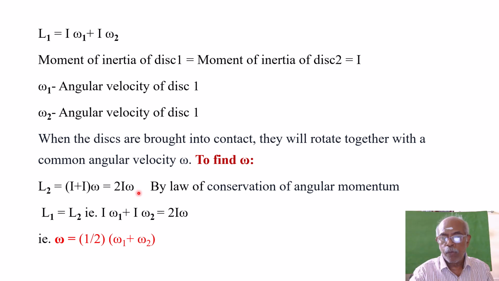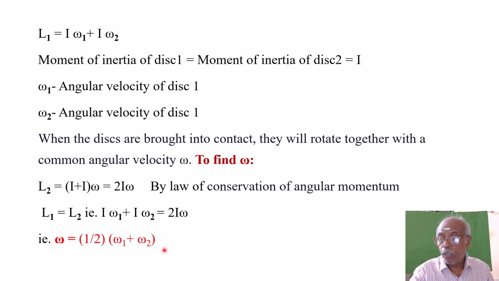Then what is omega? L1 is equal to L2. Instead of L1, you put I omega 1 plus I omega 2. Instead of L2, 2 I omega. Then I gets cancelled. Dividing the equation throughout by I, you get omega 1 plus omega 2 is equal to 2 omega. It means omega is equal to, when 2 goes to the other side it becomes 1 by 2, so omega is equal to 1 by 2 into omega 1 plus omega 2.